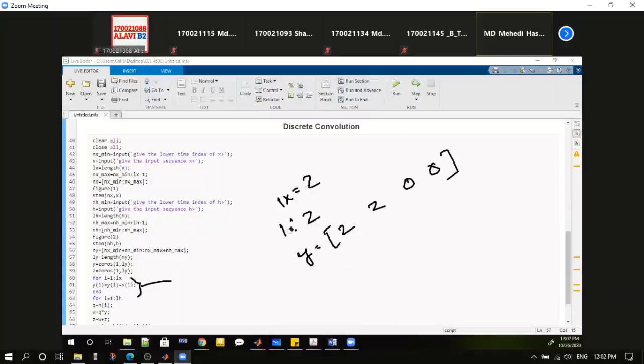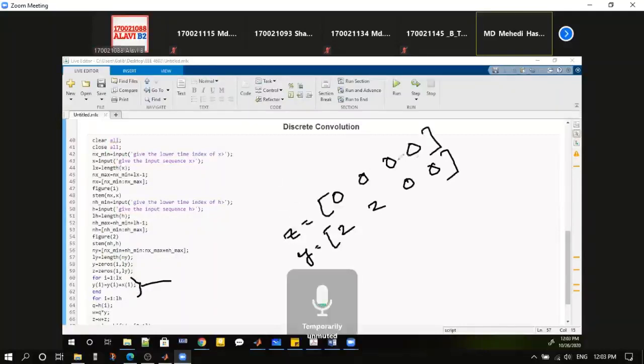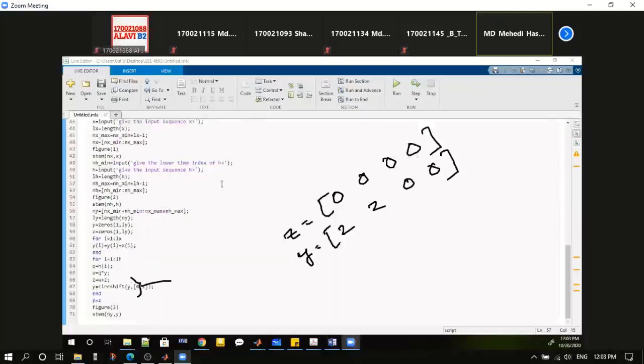And what will be the z? Z is still 0, 0, 0, 0. Okay? Now we'll move to the next for loop. Up to now, I think there is no question about understanding. Yes, sir. So now for this one, what is the length of h? The length of h will be 3. So this will be 1, 2, 3. That means this for loop will run how many times? 3 times.